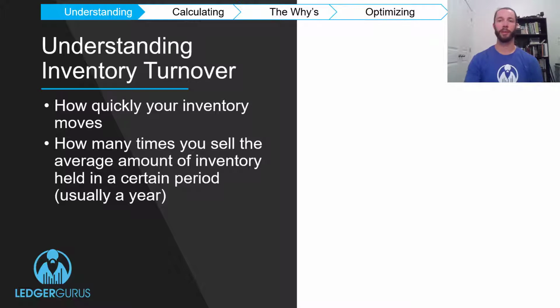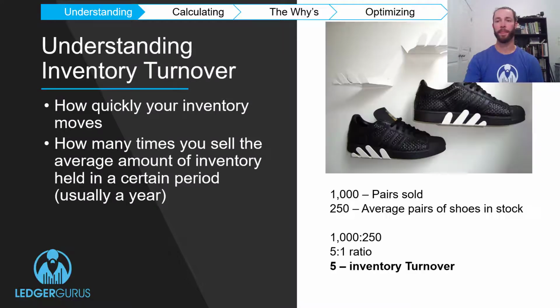So let's do a quick example just to elaborate on that. Let's say that you sell shoes. Let's say you're looking at last year's sales and you sold 1,000 pairs of shoes. And throughout that year, you averaged 250 pairs of shoes in stock. So to figure out your inventory turnover, you create a ratio of 1,000 to 250, which is a 5-to-1 ratio, which simply for your inventory turnover is just 5.